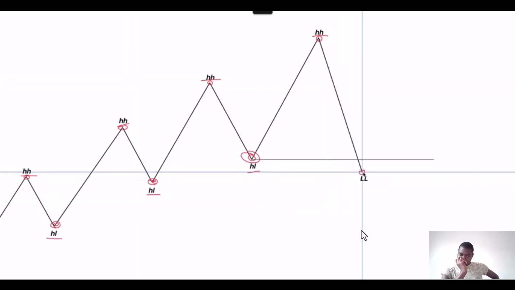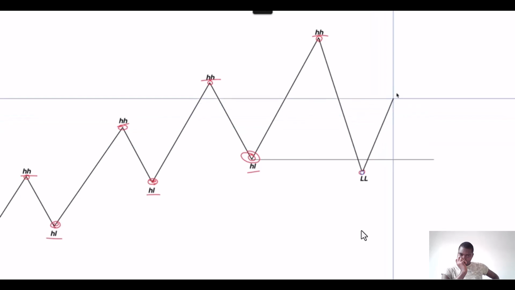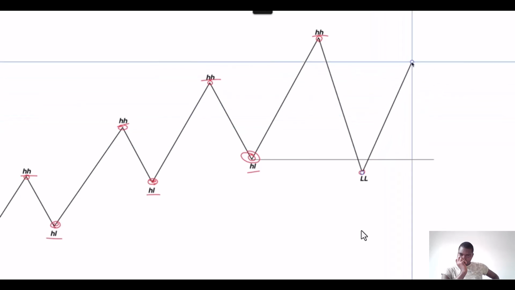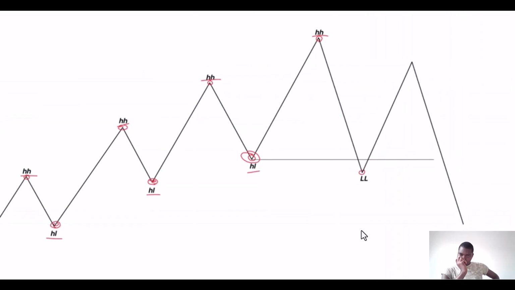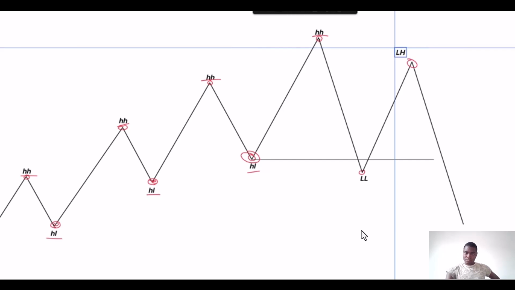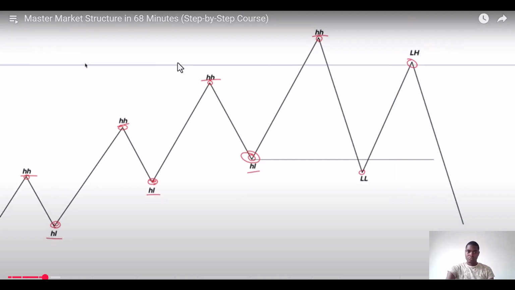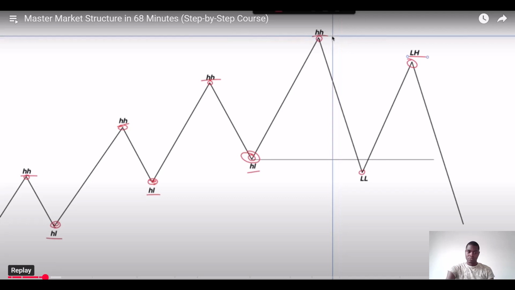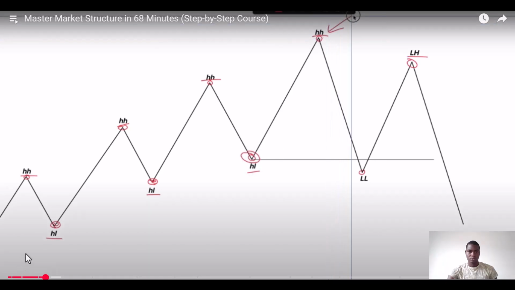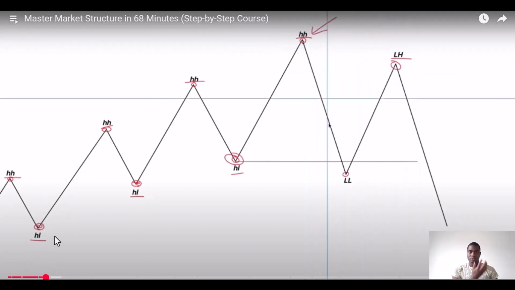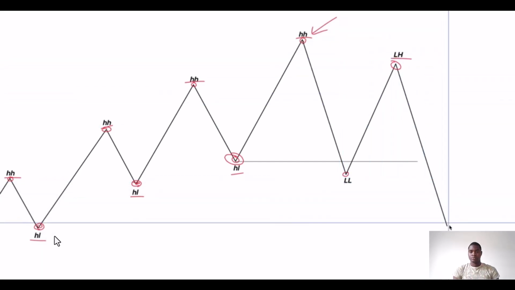Generally, what we see after the formation of a lower low is the start of a downtrend. This lower low might then be followed, and often will be followed, with a lower high. We can mark that as an LH. This lower high is simply a high that is, of course, lower than the previous one, which is this one just here. This tells us that the market is now starting to trend downwards.